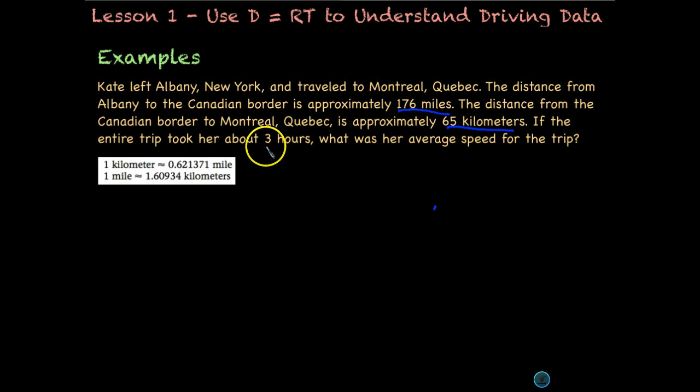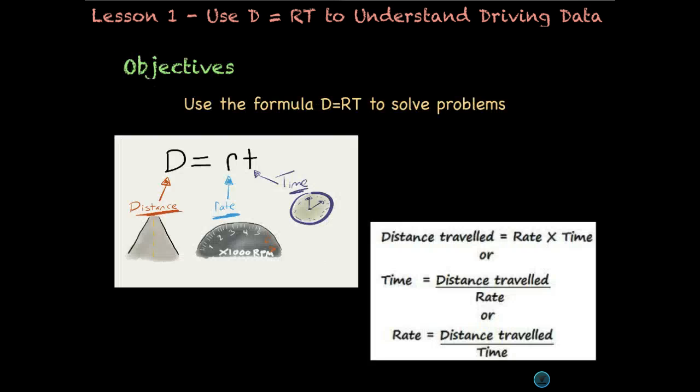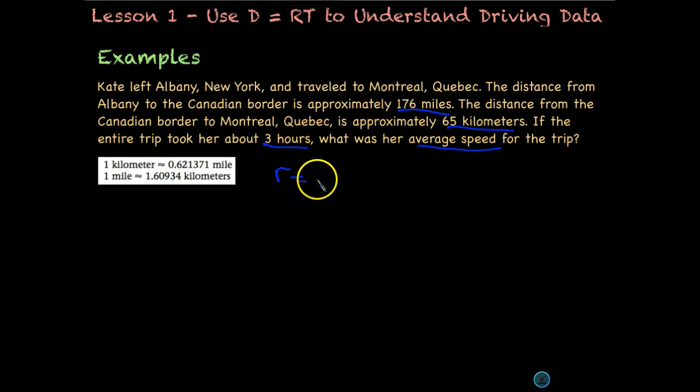The entire trip took about 3 hours, so that's our time. We want to know the average speed for the trip. So we need to know rate. Let's first go ahead and write the equation that we are going to be using. Remember, go ahead and look back, have these in your notes. Rate is just the distance over time. Notice that these are very similar. They're both distance as the numerator, and then it's either rate or time as the denominator. So I'll put distance over time.